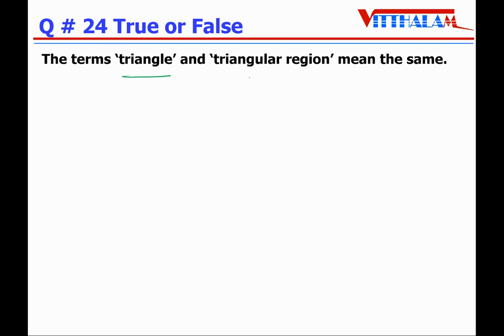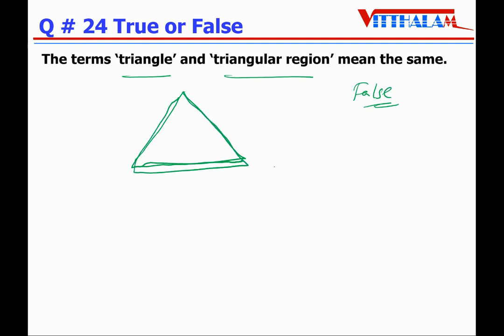The terms triangle and triangular region mean the same. False. Please understand, triangle refers only to the figure formed by three line segments, or you can say three non-collinear points. This is the figure, triangle. While triangular region is the interior, that includes the triangle plus this region inside. So therefore, the given statement is false. Both are not the same. Next.